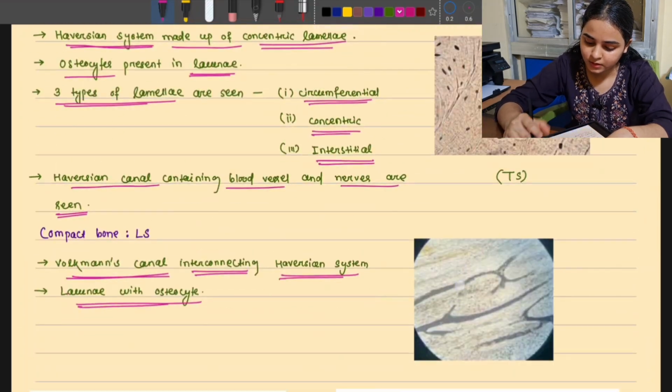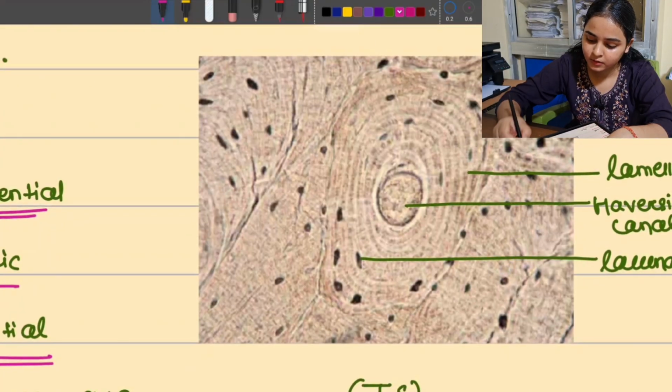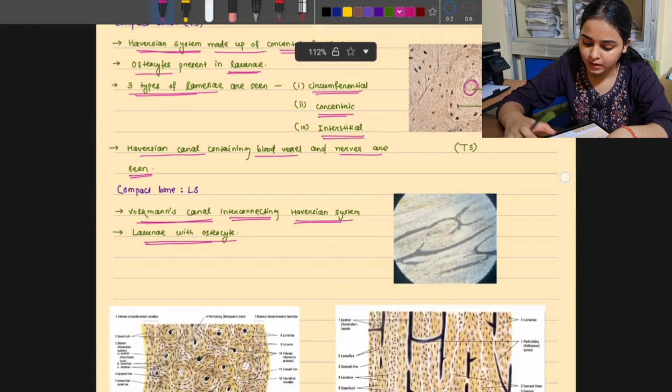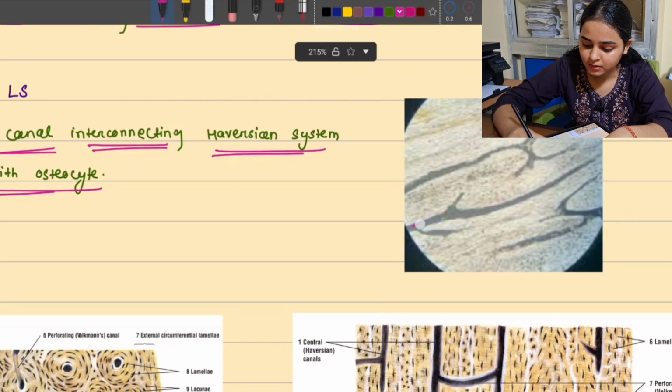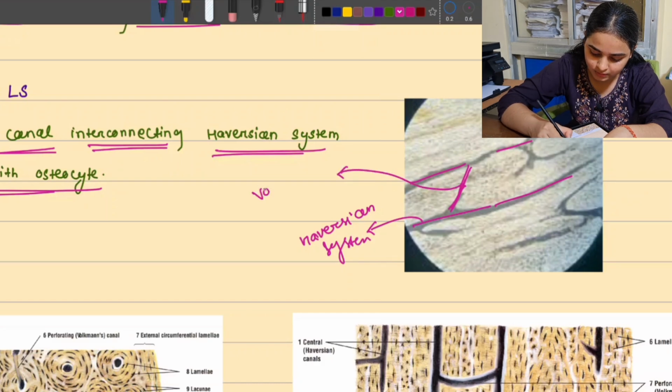So you can see here this is the transverse section of the compact bone, and you can see these are the interstitial lamella, and the concentric lamella are formed, and in the center there is the haversian canal. And in the longitudinal section, these are the haversian system, but that interconnecting the 2 haversian system, these are the Volkmann's canal. These are the haversian system, and these are the Volkmann's canal.